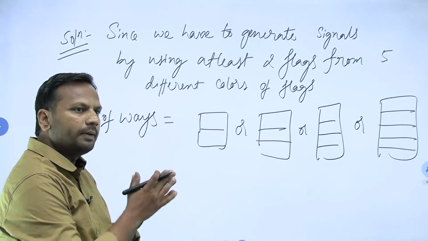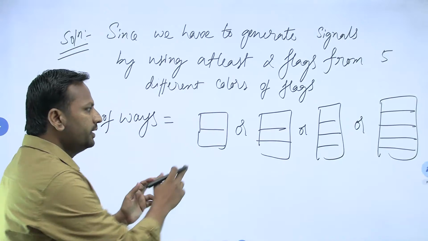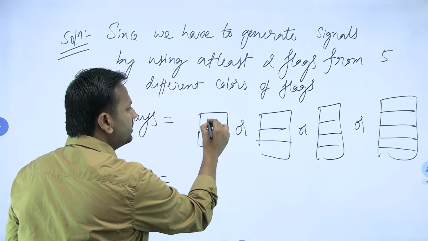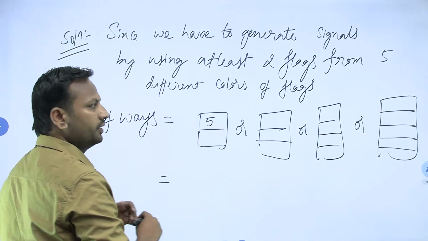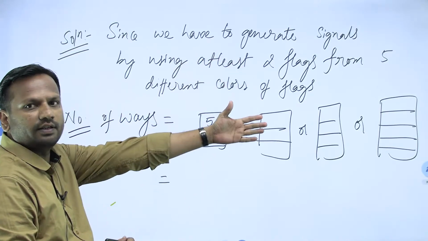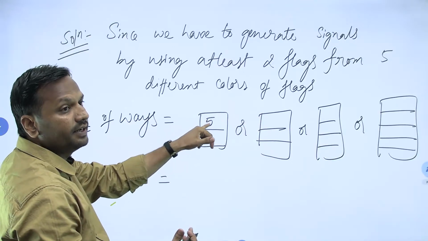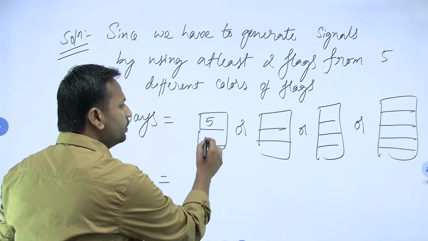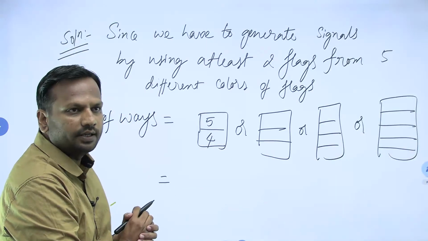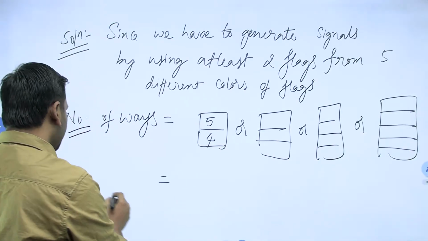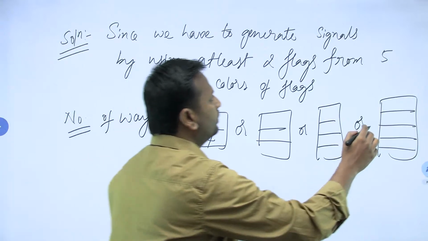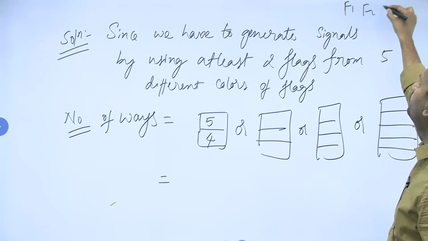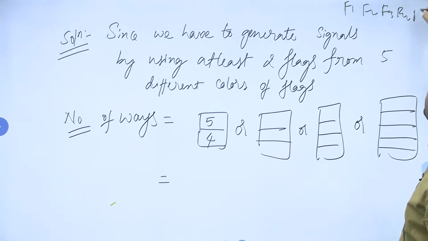So in the first case, if I'm taking only 2 flags to generate signals, in how many ways can I do this? The first flag can be taken in 5 ways, correct? There are 5 different colors of flags. If you have taken one of the flags, in how many ways can you take the other one? In 4 ways. Students, here you'll have totally 5 different colors of flags: F1, F2, F3, F4, and F5.